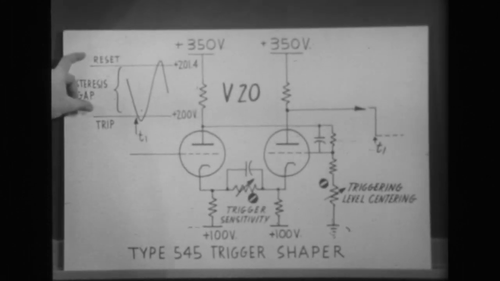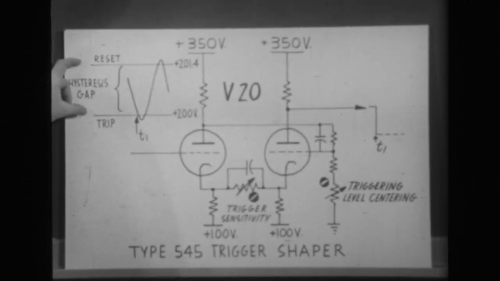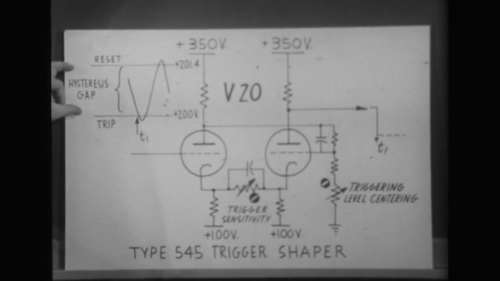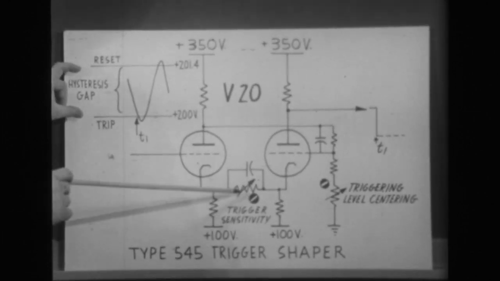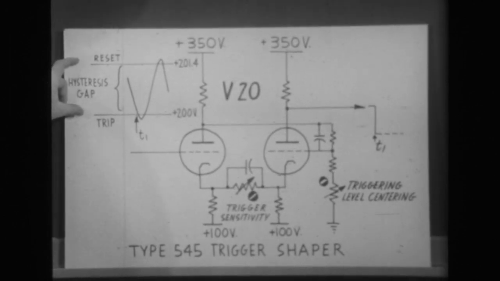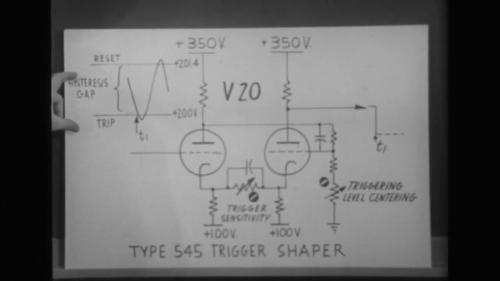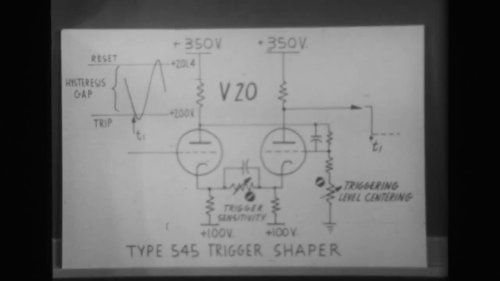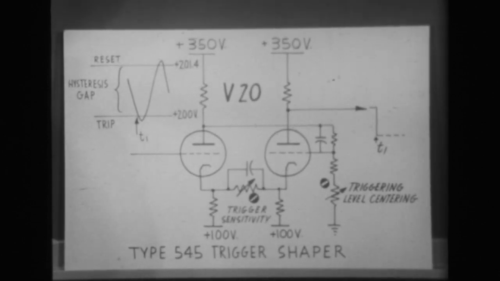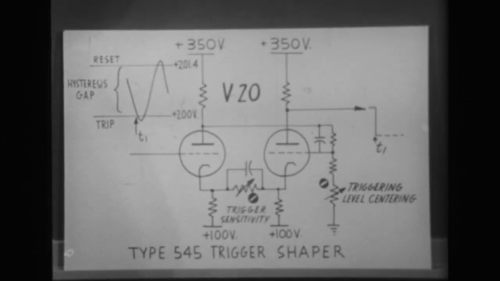Now, because the hysteresis gap is determined by the trigger sensitivity pot and the loop gain of the multivibrator, this gap will maintain a certain width depending upon how you have adjusted the trigger sensitivity pot, and therefore both the trip level and the reset level will be lifted up or down by turning the triggering level centering pot. So the second adjustment that we'll be interested in making as far as the trigger shaper stage is to set the triggering level centering.